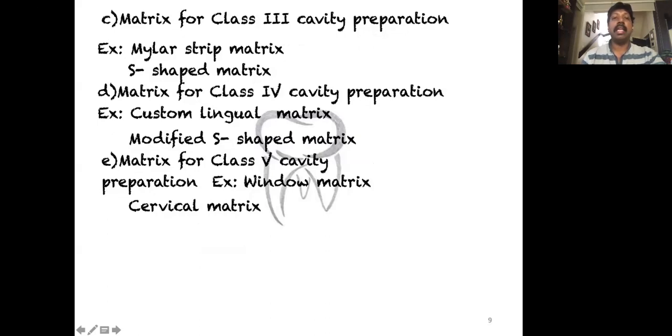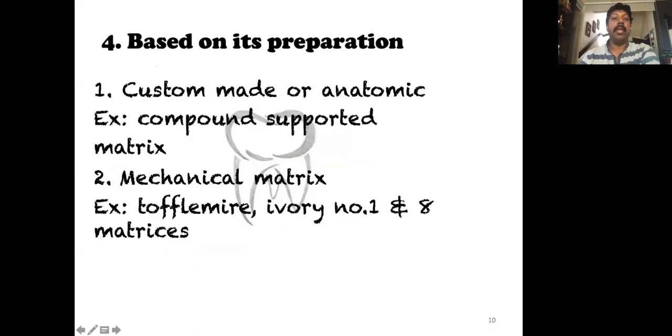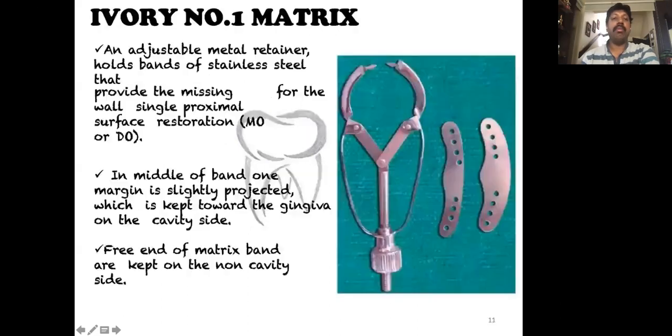Then the matrix for a class 3 cavity preparation: mylar strip matrix, S-shaped matrix. Matrix for class 4: custom lingual matrix, modified S-shaped matrix. Matrix for class 5: window matrix or cervical matrix. Based on its preparation: custom made or anatomic matrix, which you can also make from impression compound, and mechanical matrix. These are the four classifications.